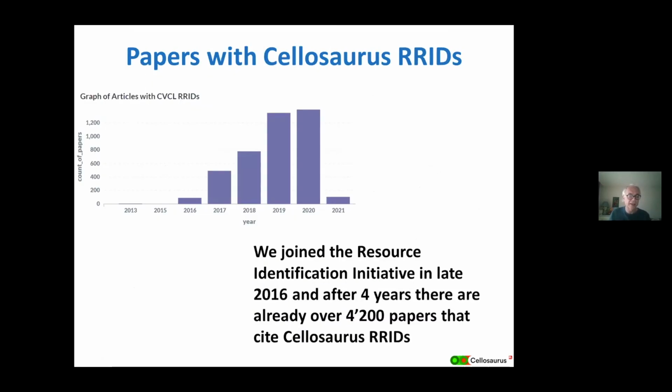Okay, last slide about naming. There are more and more papers which use those RRIDs. And now, after 4 years since we joined this initiative, there are already 4,200 papers which have RRIDs mentioning cell lines.